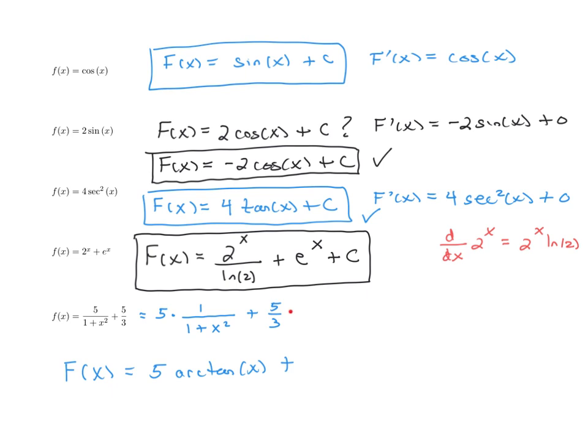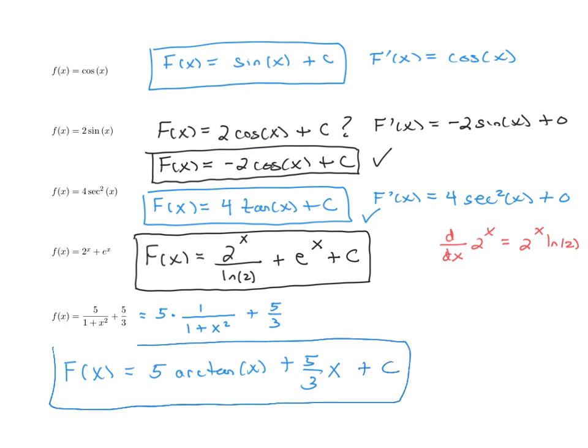Now, what about this 5/3? What function would I put here so its derivative is 5/3? And that is 5/3 times x. If you have x and a number in front of it and you take the derivative, it just drops down to that number. That number can be a fraction, it can be a whole number, but this will always work. I'll put a plus c at the very end, and this is the answer.